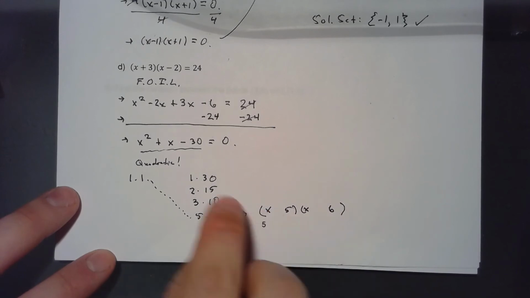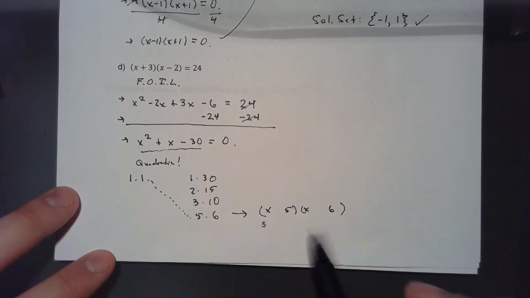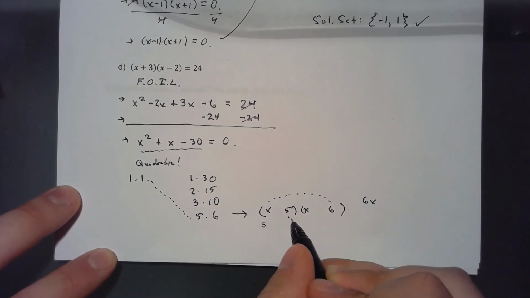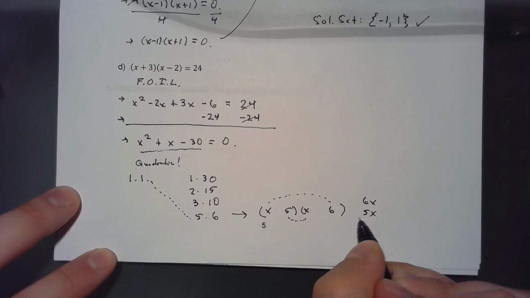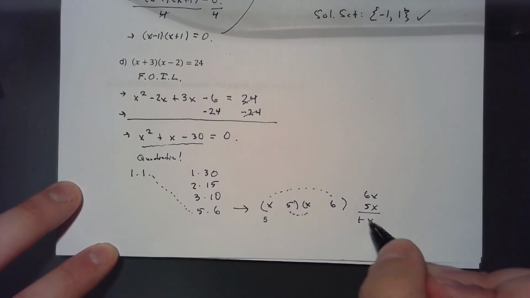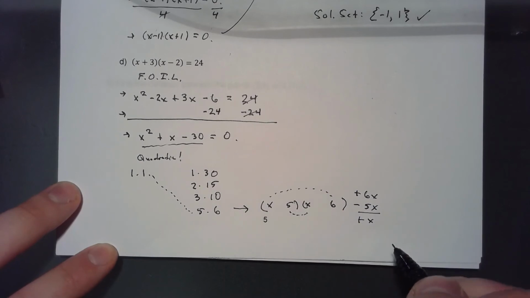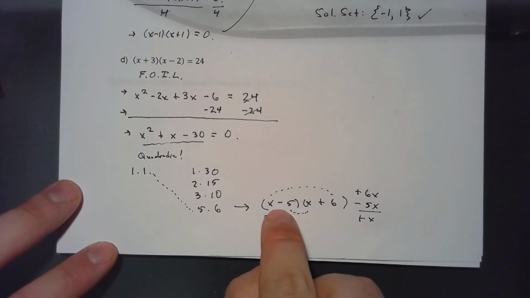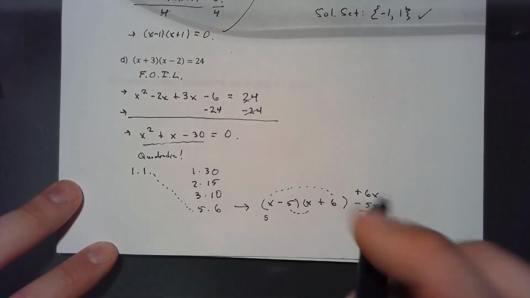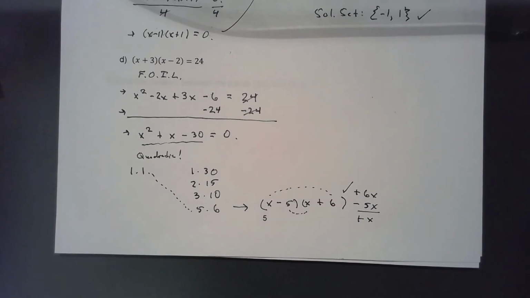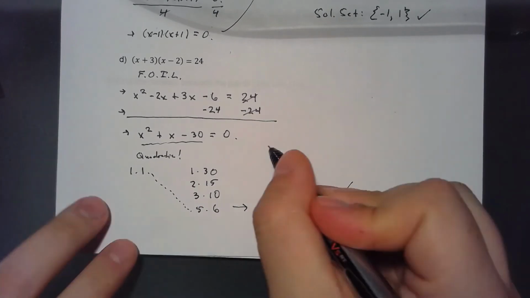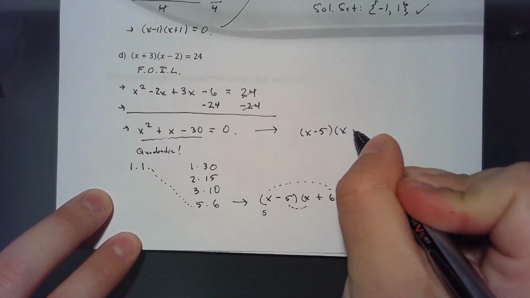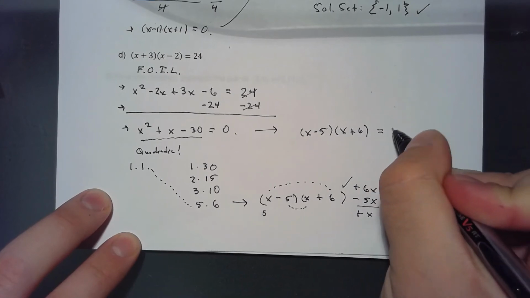The outside, inside, I must get positive x. So the outside here is 6x. The inside here is 5x. I need plus x. So for that to work, the 6x must be positive, the 5x must be negative. And since negative 5 times positive 6 is negative 30, those are my factors. So my equation becomes x minus 5 times x plus 6 equals 0.